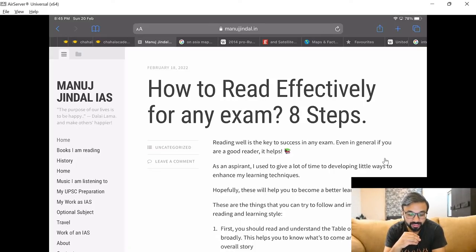Calculator is not allowed for CSAT. Don't take a calculator there. Calculator is not allowed for UPSC except a simple calculator for the Mains optional, if yours is a management optional or statistics optional, there you can take it.